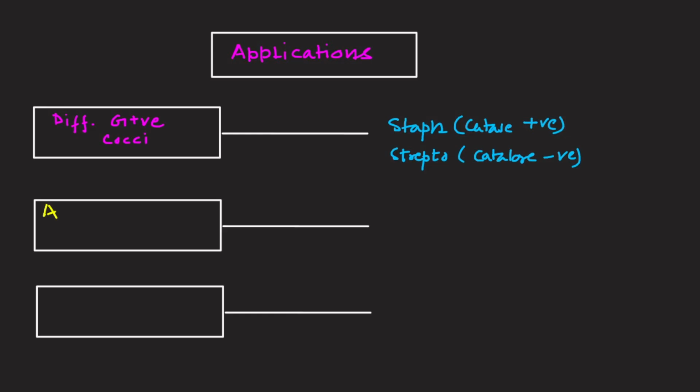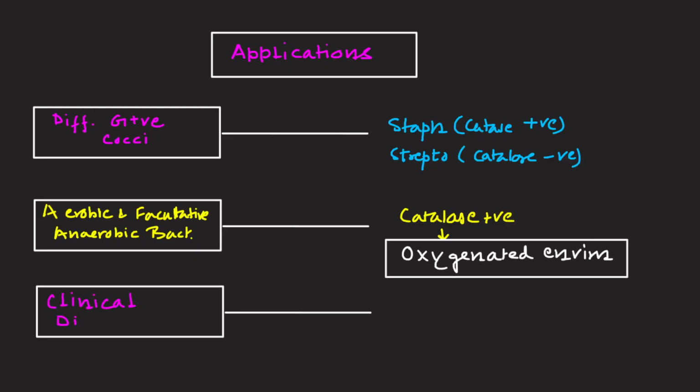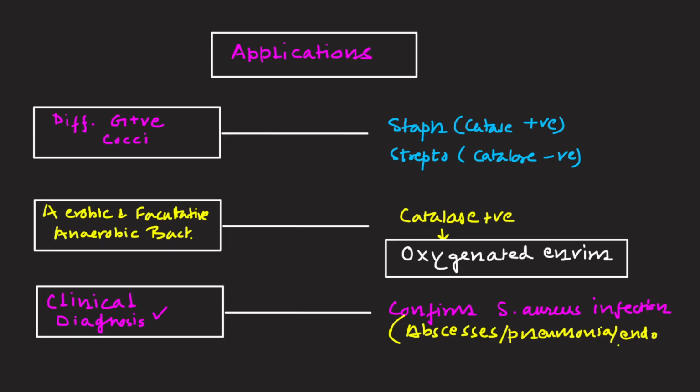Second point, identification of aerobic and facultative anaerobic bacteria. Catalase positive organisms thrive in oxygenated environments, so you can easily identify the aerobic organisms from other organisms. Third, clinical diagnosis: it is used in medical microbiology to confirm Staphylococcus aureus in infections such as abscess, pneumonia, and endocarditis. So that was all about the catalase test.